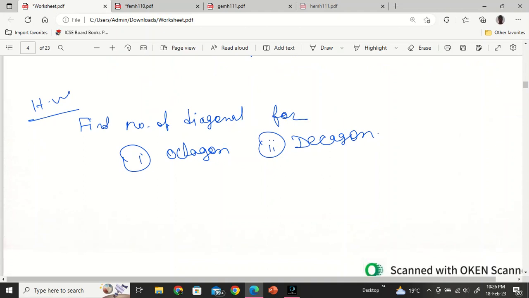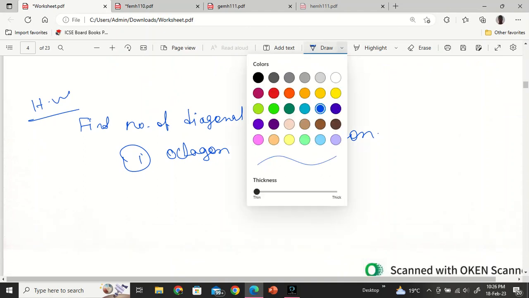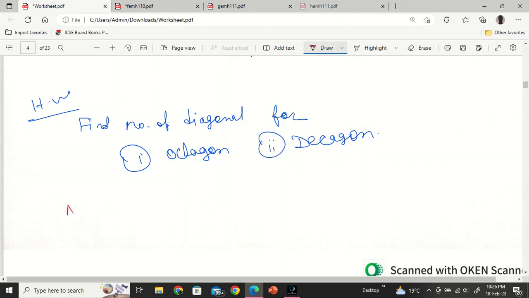Okay, so in this class we have studied area, perimeter, diagonal, lateral surface area, total surface area. Yes, this thing we have studied.